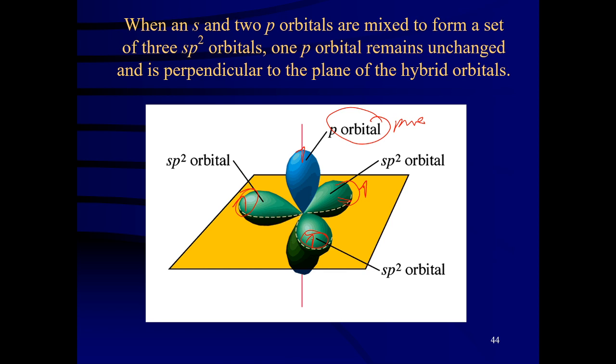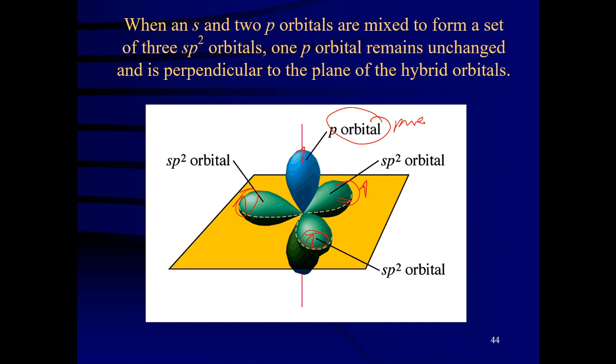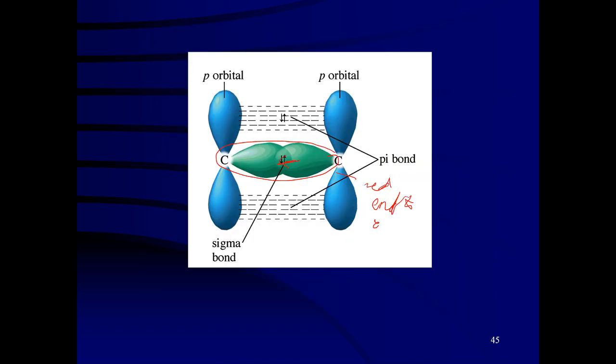Now what happens is that these hybrid orbitals can interact with one another like this to form a sigma bond. You know a sigma bond is end to end. Adding a new concept to that, it is head to head, meaning in that direction. So this is the head like this, and this is the head. So this will be a sigma bond.